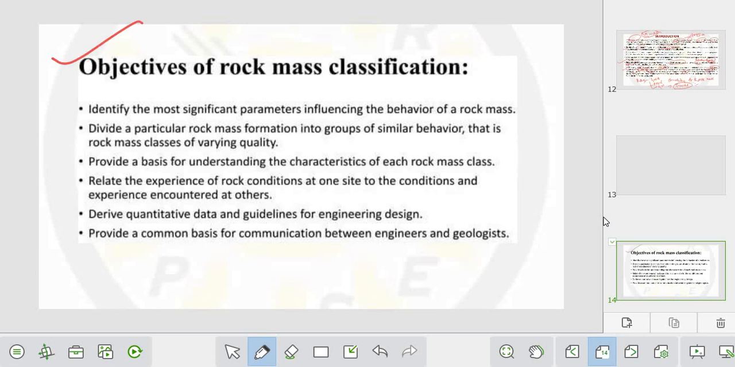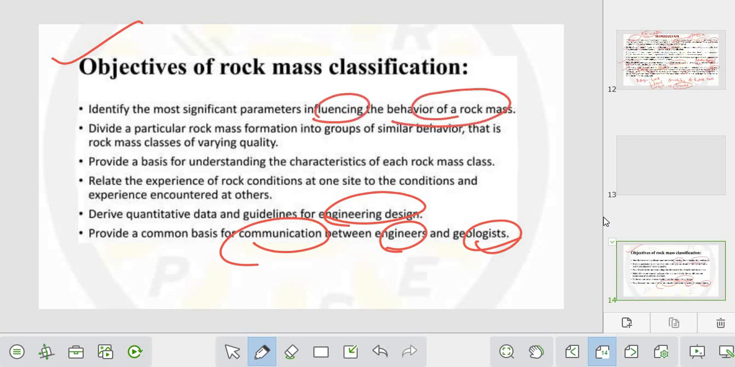Let's go to the objective of the rock mass classification. This is not required, but you can go through this. It is for the engineering design, for any type of construction work, for the communication between the engineer and geologist, ठीक है, for the understanding of the behavior of rock mass, कैसे behave करता है, and what are the different significant parameters that influence the rock mass. Divide the rock mass formation into groups of similar behavior, that is rock mass of varying quality. हम quality check करते हैं, different types of understanding of the rock mass behavior, and what are the different parameters that influence the rock mass. So this is the objective of studying rock mass classification.